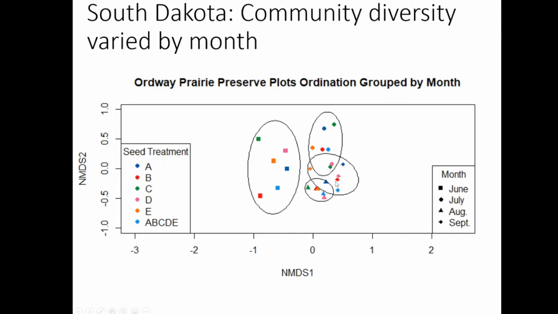Where we do have areas of overlap just indicates that these communities may be a little bit more similar in their composition. But the point here is that we saw that the community was really driven by month and not necessarily the seed treatment we planted.